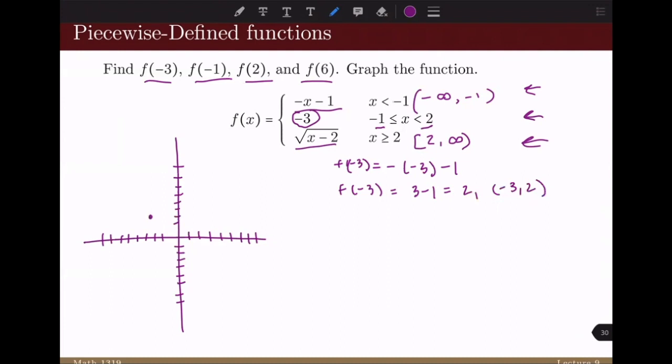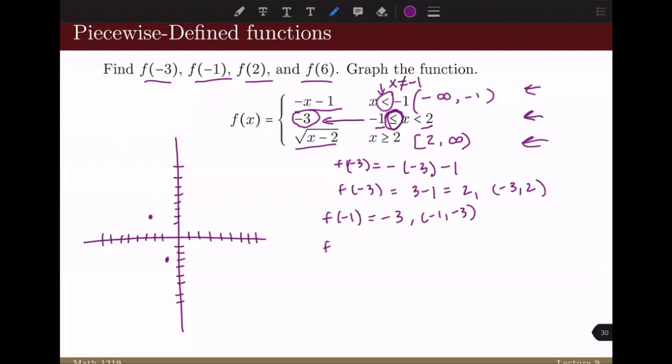Next, I want to find f at negative 1. When we look up here at our symbols, this one is telling us x is not negative 1. So when we're looking for f of negative 1, we're going to look here, because this symbol means x can equal negative 1. So it's just going to be negative 3. So our point is going to be negative 1, negative 3.